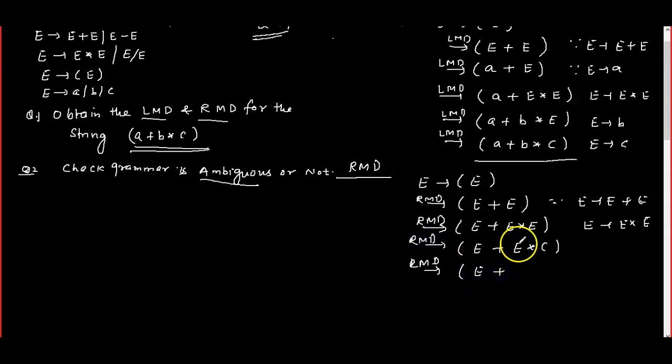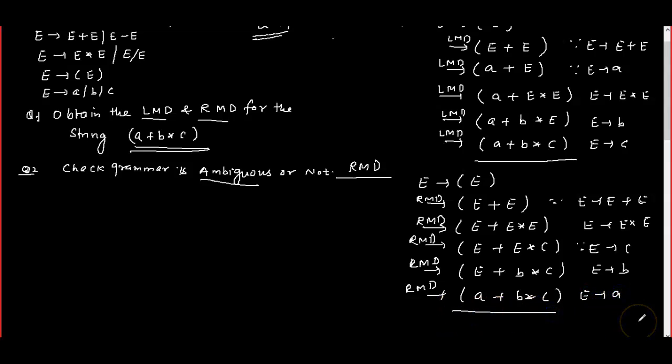E plus this one is B, C as B. Next, RMD. That E is A plus B star C. So we got the same thing by using the RMD. Any doubt till here? Let's draw the parse tree also.